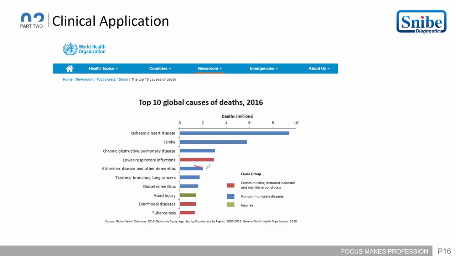For lower respiratory infection, there are around 2.5 million deaths across the world. Alzheimer's disease, tracheobronchial and lung cancers, diabetes mellitus, road injury, diarrheal disease, and tuberculosis are also among the major causes of global deaths in 2016. This global death data is shared by the WHO.